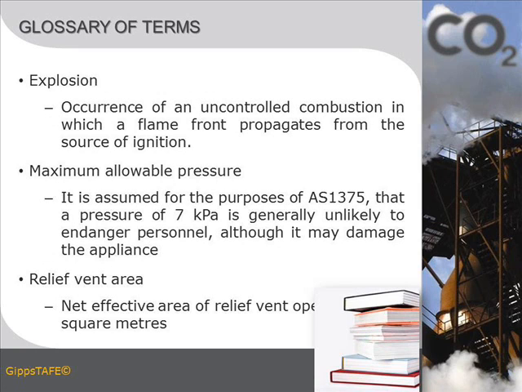Terms that will be used during this presentation: an explosion. And what is an explosion? It's the occurrence of an uncontrolled combustion with which a flame front propagates from the source of ignition. Next one will be maximum allowable pressure. It is assumed that for the purposes of AS1375 a pressure of 7 kPa is generally unlikely to endanger personnel, though it may damage the appliances. Also the relief area, the net effective area of relief vent openings in square meters.